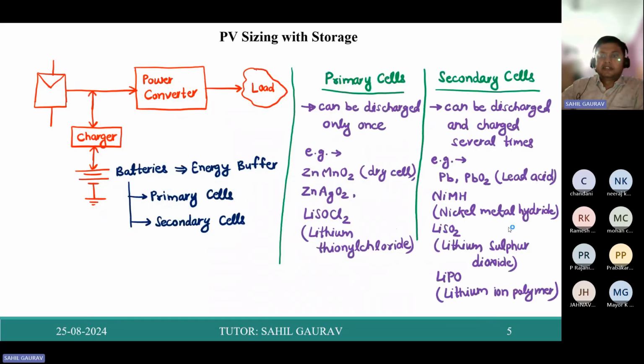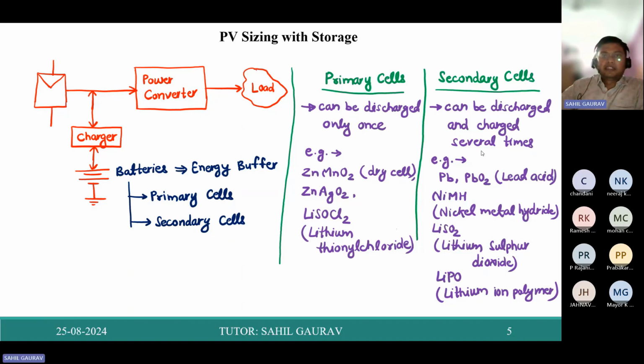So here we have these types of storage systems, primary cells and secondary cells. If you see examples of primary cells, we have the dry cell, whose scientific name is zinc manganese oxide, and then zinc silver oxide, and LiSOCl2, that is lithium thionyl chloride. Secondary types are lead acid batteries, nickel metal hydride, lithium sulfur dioxide, and lithium ion polymer. All lithium ion batteries are secondary type batteries that can be discharged and charged multiple times.